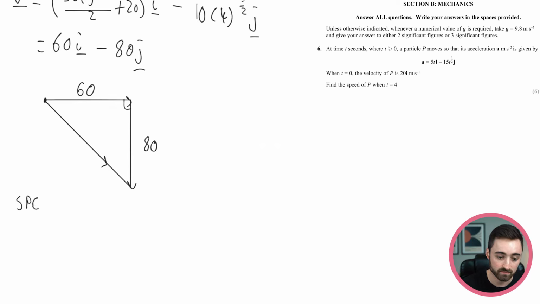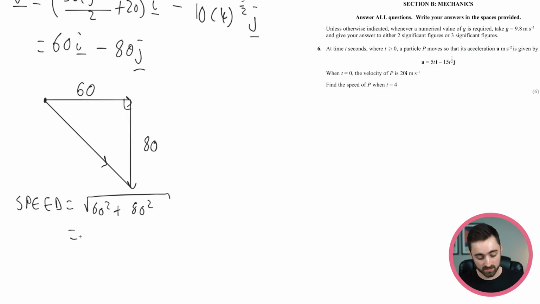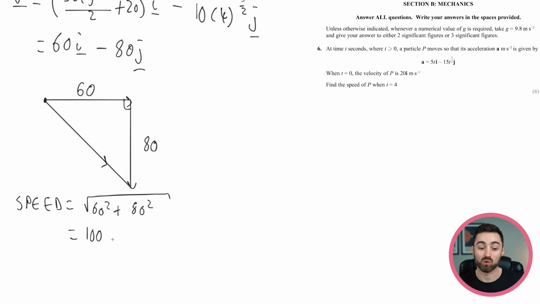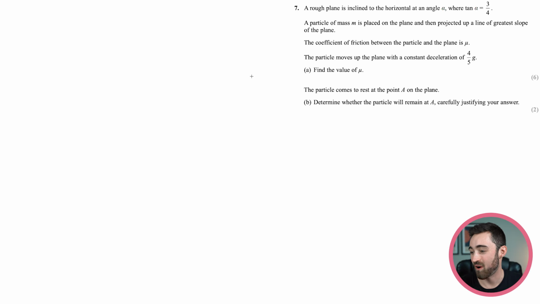So all this is just going to be the following. Speed is going to equal the square root of 60 squared plus 80 squared. And I think we know what to do now. So square root of 60 squared plus 80 squared gives us a cool 100. And then this is going to be what? Meters per second.